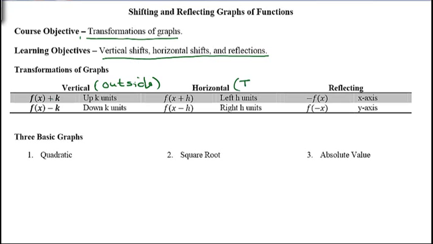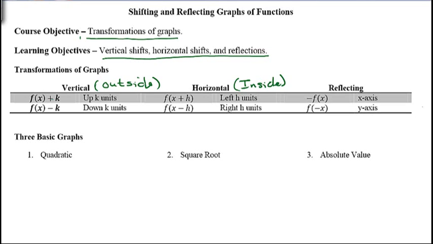Horizontal, I like to think of these as being inside. And these work opposite of what you would normally think. So if you're adding some value inside, then it's left h units. If you're subtracting some value inside, then it's right h units. Reflecting, if you're multiplying all of your y values by a -1, then you're reflecting over the x-axis. If you're multiplying all your x values by a -1, then you're reflecting about the y-axis.